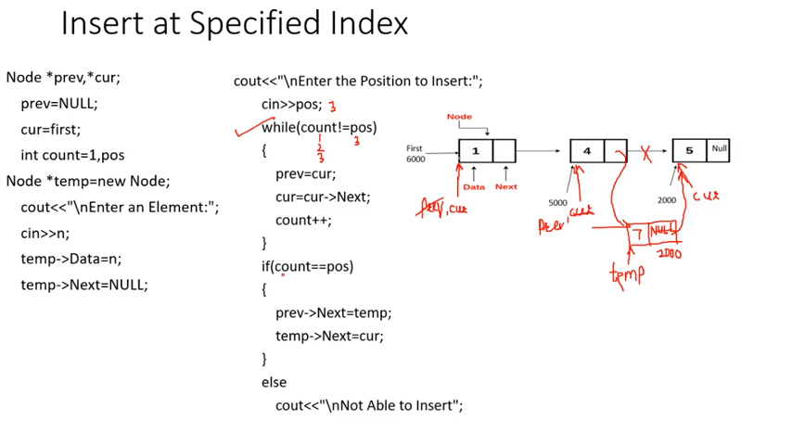If this condition is not satisfied, consider the situation where I want to insert the node at the 5th location, whereas the list contains fewer nodes, that is 3. In that particular case control will go to the else part and it will display the message that it is not able to insert.